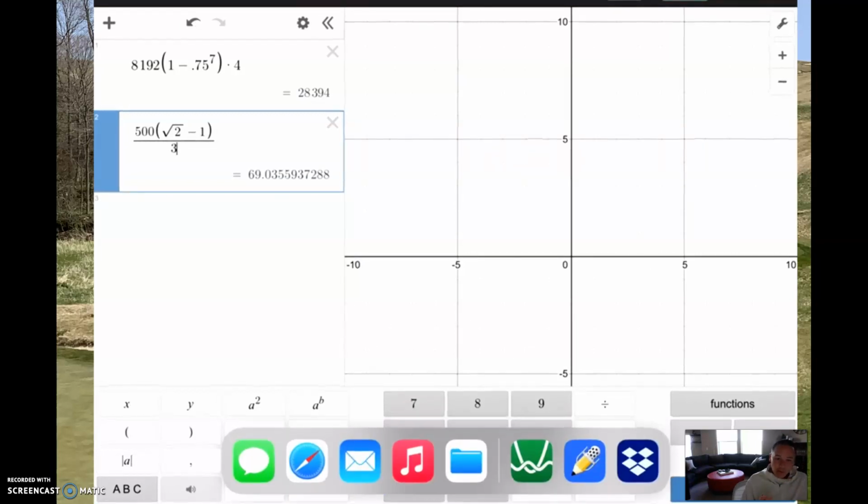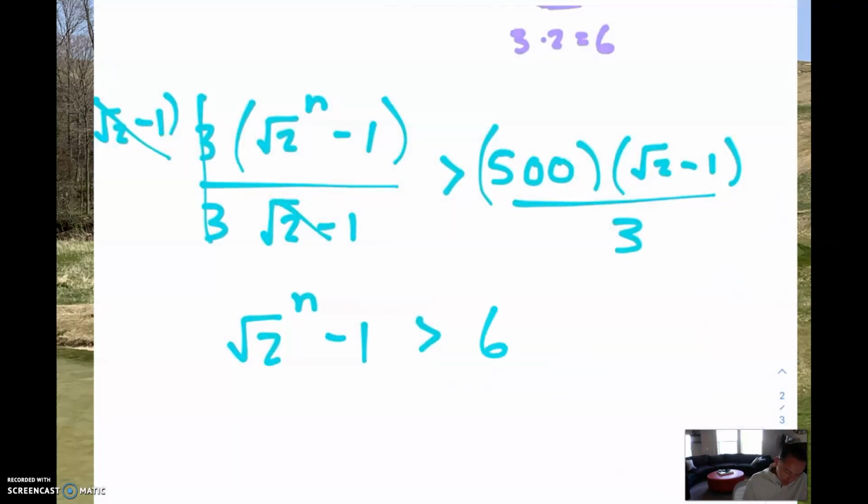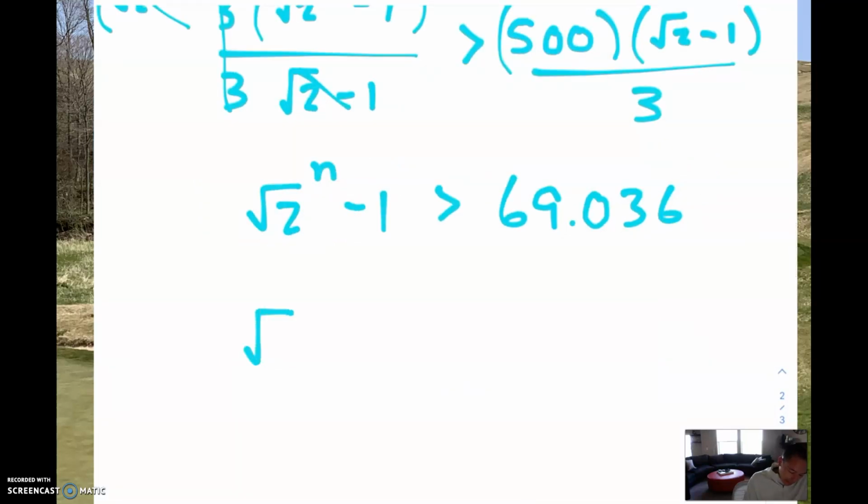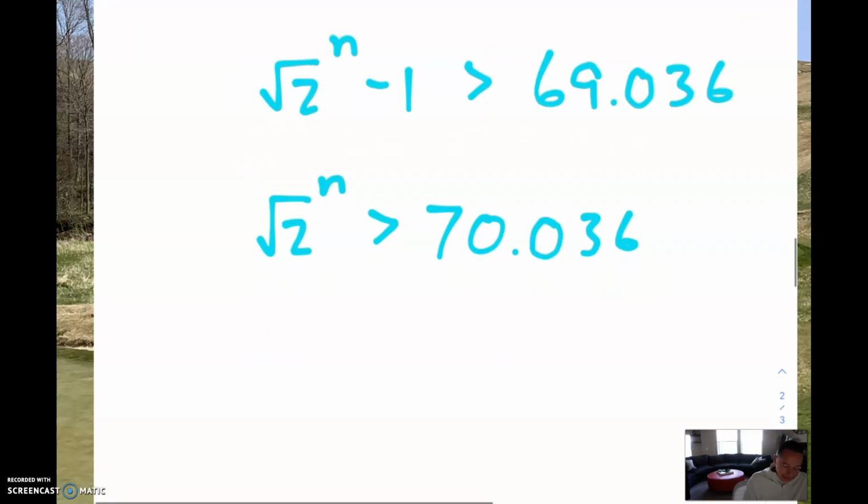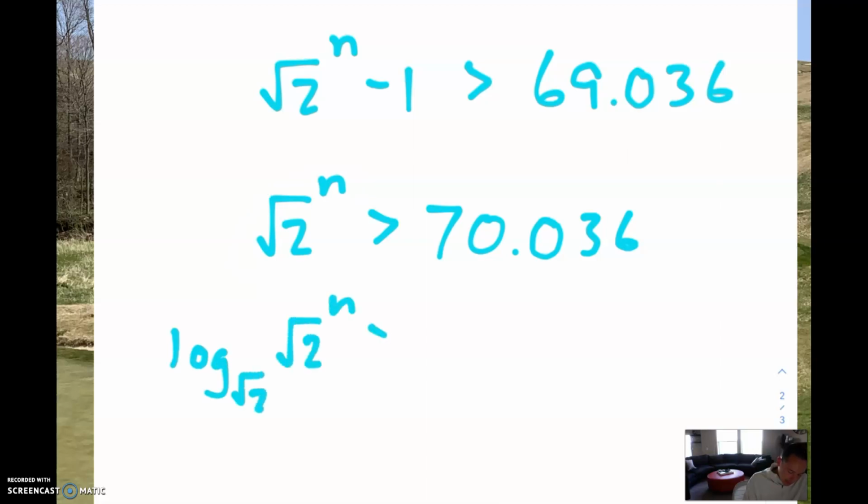In this case, the rounding won't matter so much because we're not finding an exact value. So we get 69.036. Now let's add 1 to both sides. So we get root 2 to the n greater than 70.036. And lastly, once again, we have to log this. So we're going to do log base root 2 of root 2 to the n greater than log base root 2 of 70.036. And by doing that, this all cancels out.